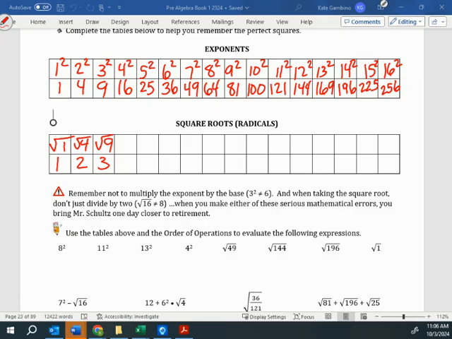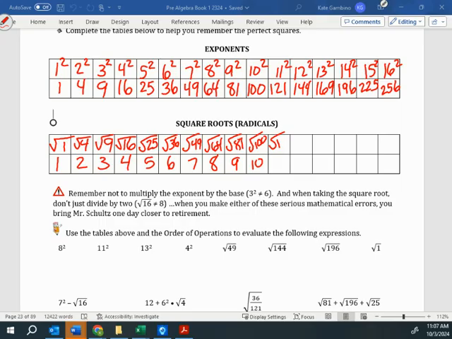Okay, so what would be under my next square root? Eleanor? 16. And the square root of 16 would be what? 4. Okay, so we take that perfect square, we put it under the square root, and its answer will be the number that we multiplied by itself to get to it. So I'm going to take the square root of 25. Everybody, what is it? 5. Square root of 36. 6. Square root of 49. 7. Square root of 64. 8. Square root of 81. 9. Square root of 100. 10.